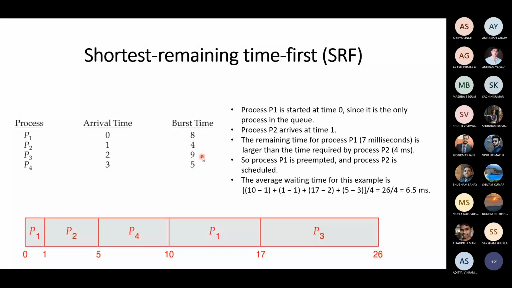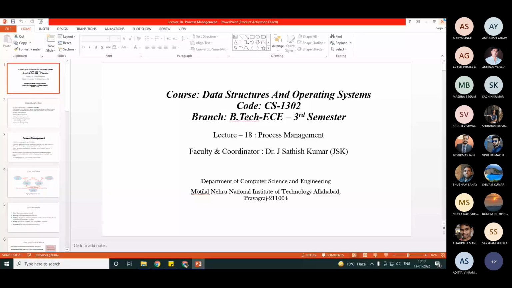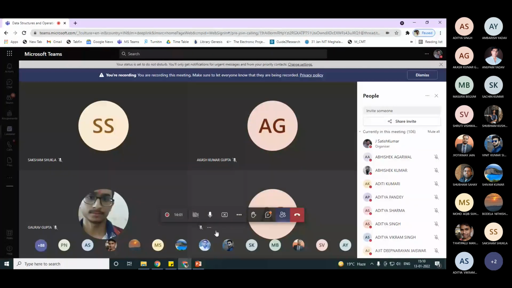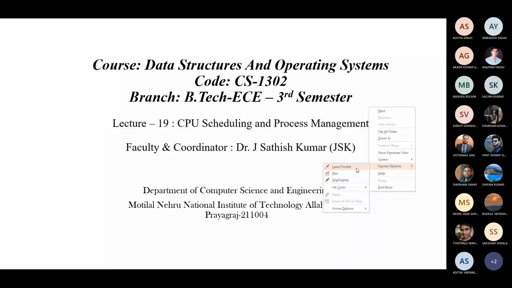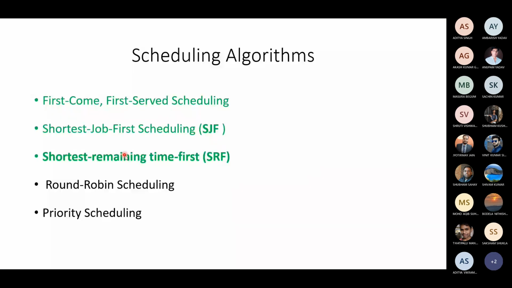Okay, so we studied up to this point in the previous class. So let us continue our discussion of CPU scheduling and process management in today's class as well. As I told, these first three scheduling algorithms we finished in the previous class. Now let us try to study the round robin scheduling algorithm.